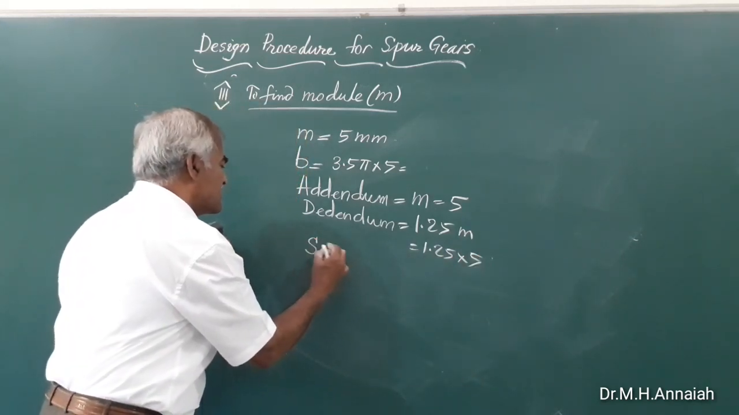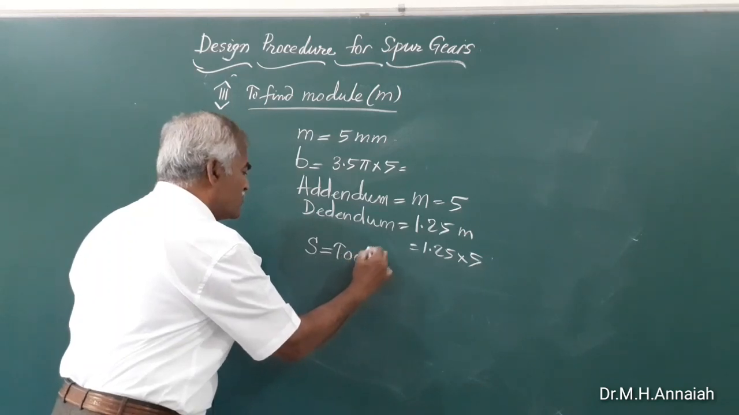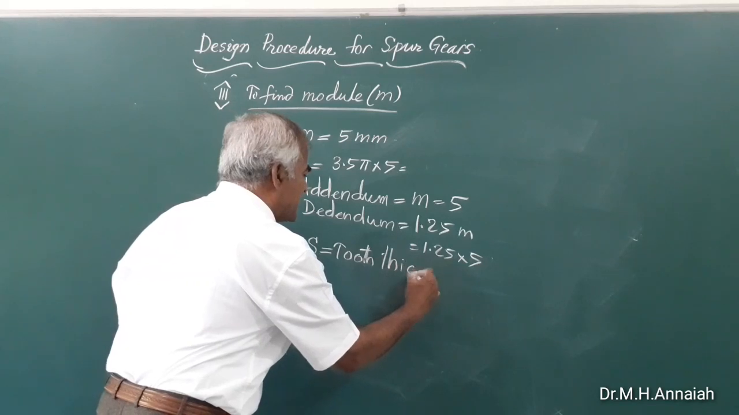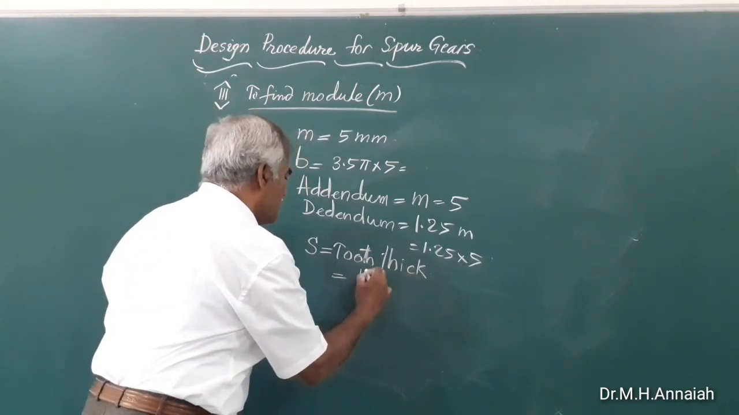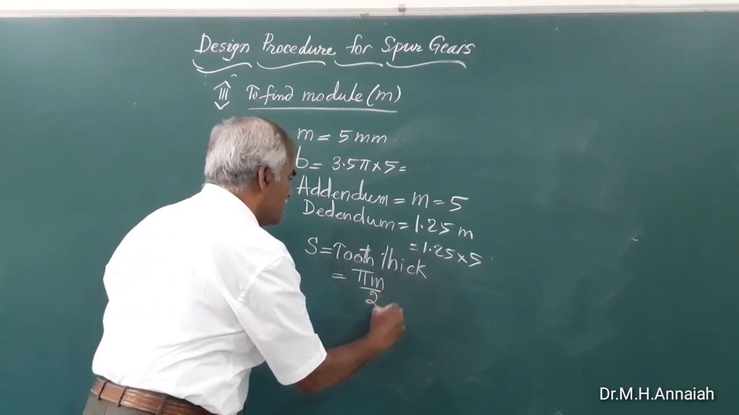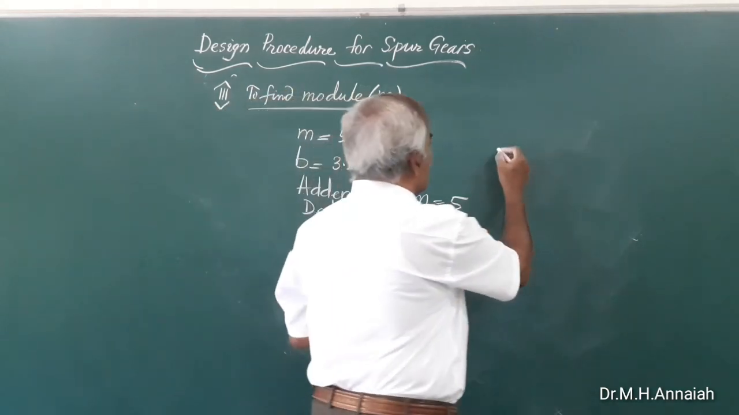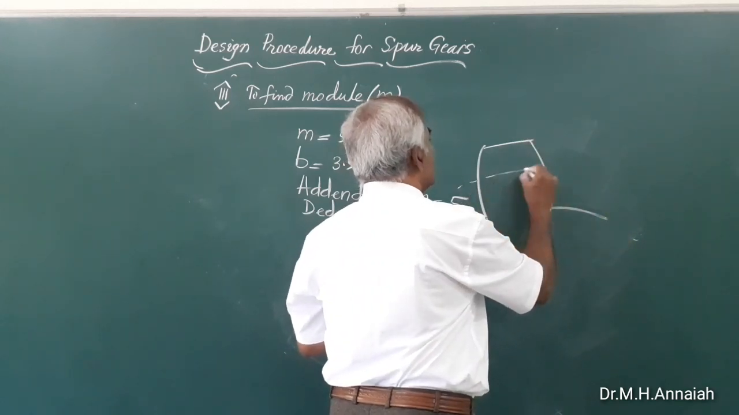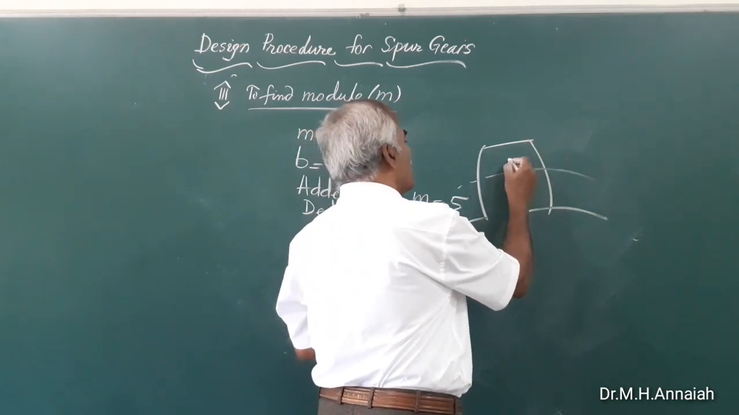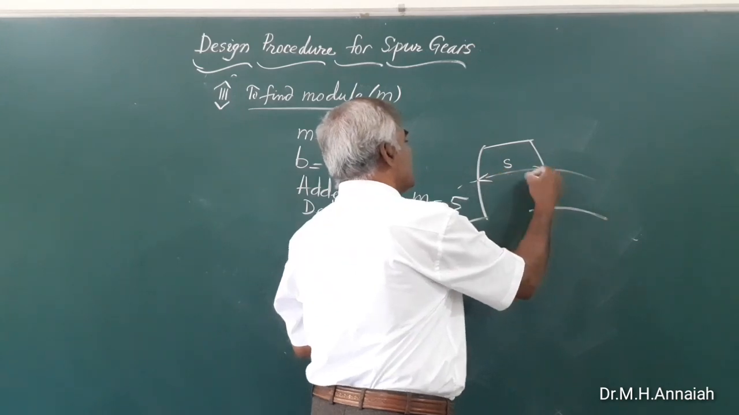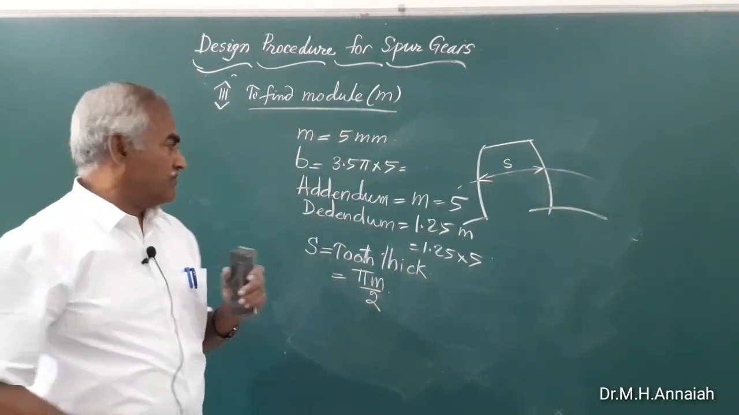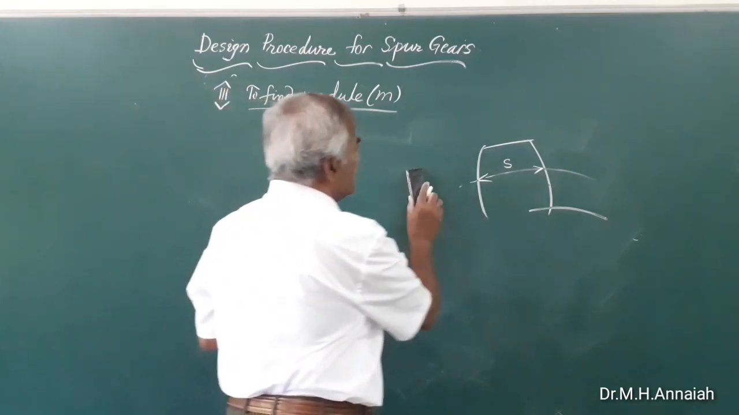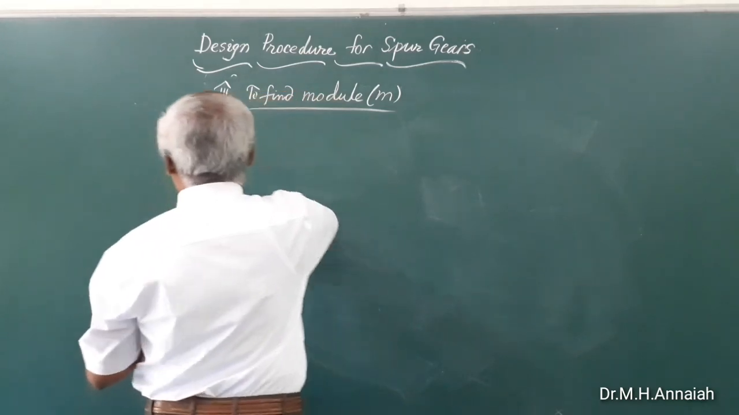Then the tooth thickness, S is equal to the tooth thickness. So this is the tooth width and this is the tooth thickness, and that is given by pi times module by 2. So what is this tooth thickness? I will show you. So suppose this is the gear you have got, spur gear, and this is the line of contact. This is called the tooth thickness, S, which is equal to pi m by 2. So you have to record these values, very important values that are obtained from step number 3.